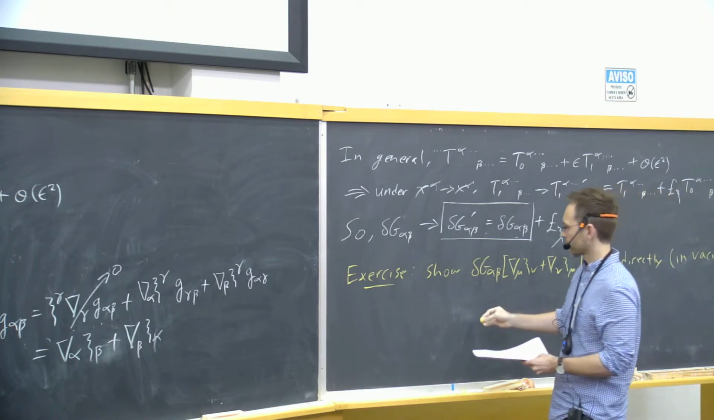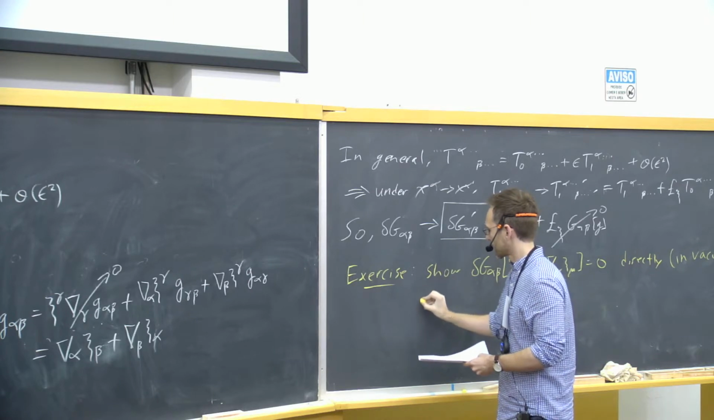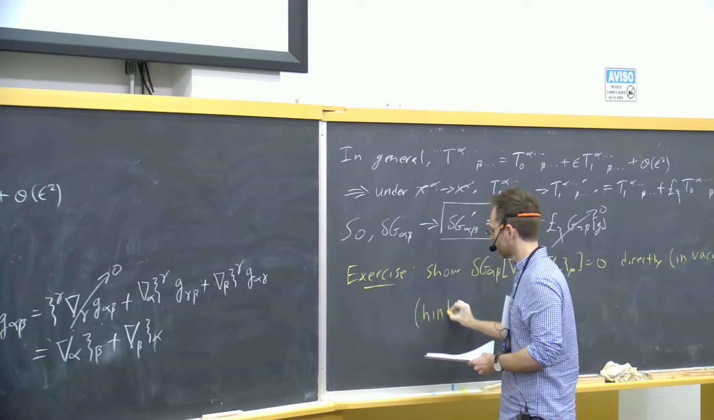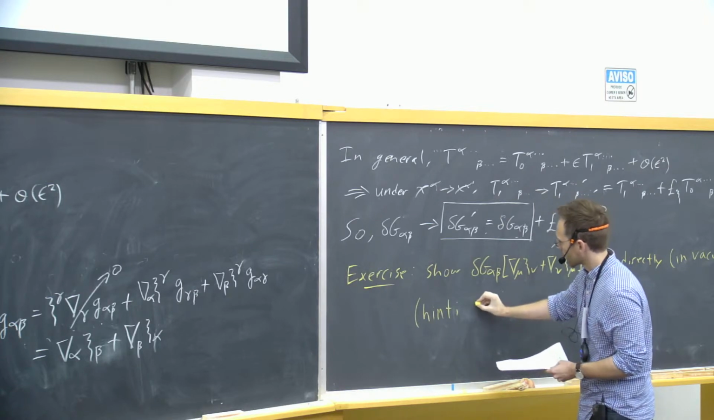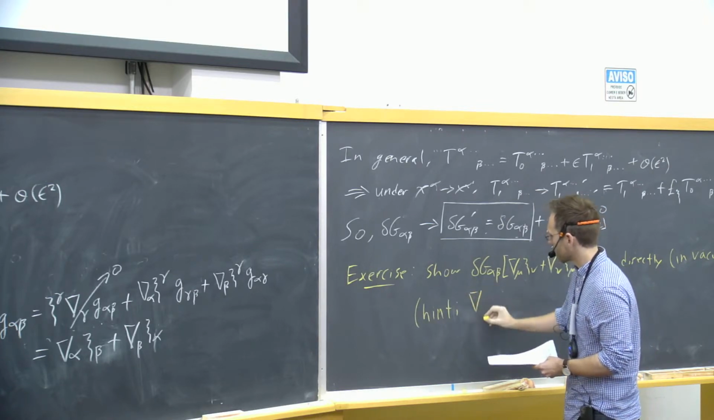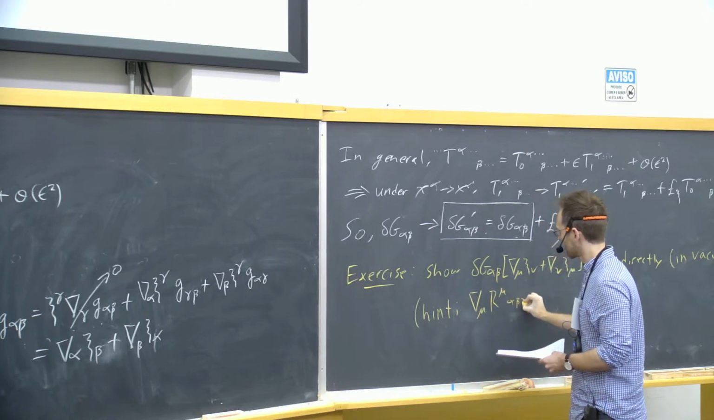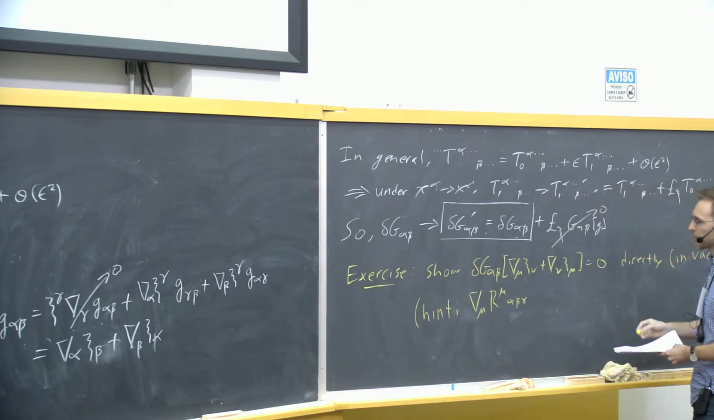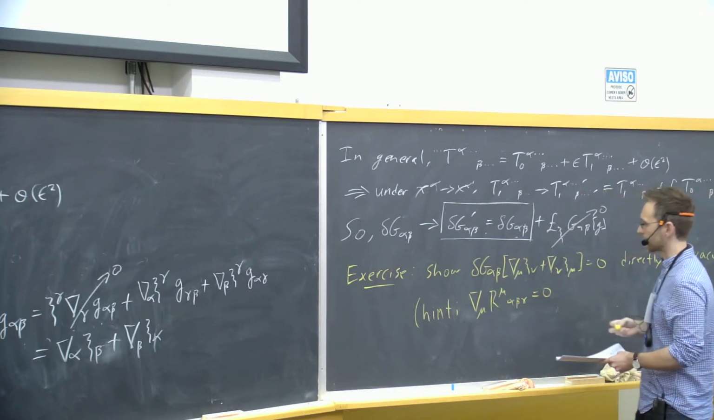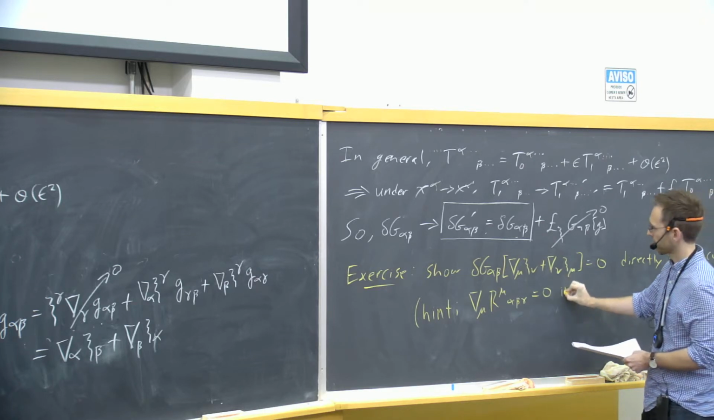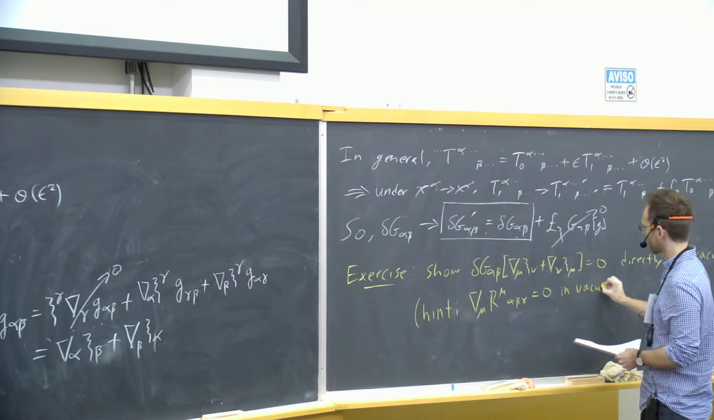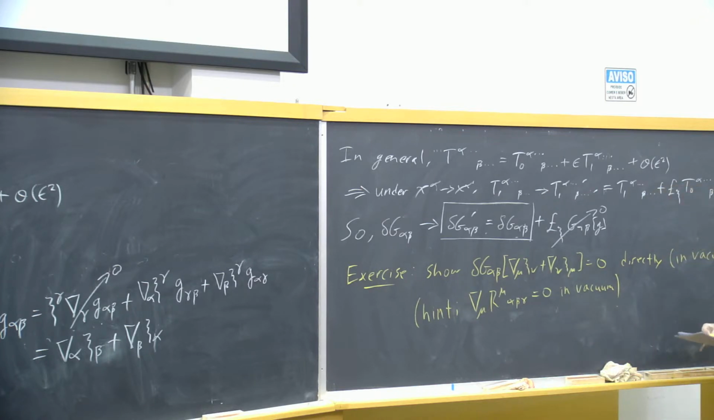And along the way, you should show another result, which is that the gradient or the divergence of the Riemann tensor is identically 0 in vacuum. Okay. Any questions about this?